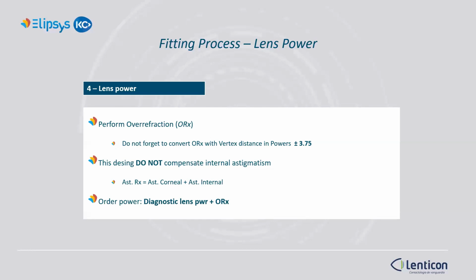After obtaining a proper fluorogram, centration and movement, perform over-refraction and convert it with vertex distance if needed. The final lens power is calculated as the diagnostic lens power plus the over-refraction.